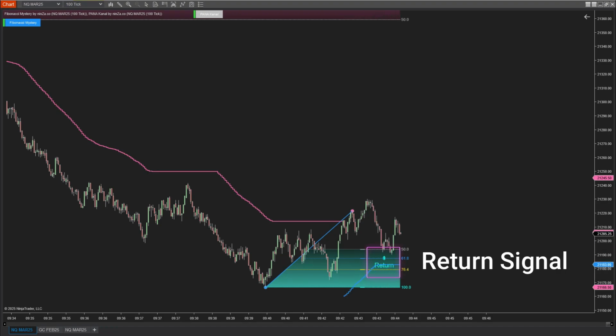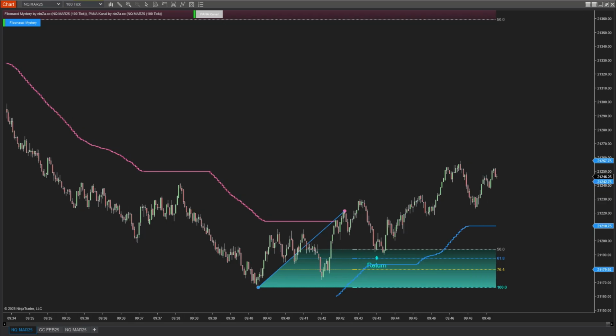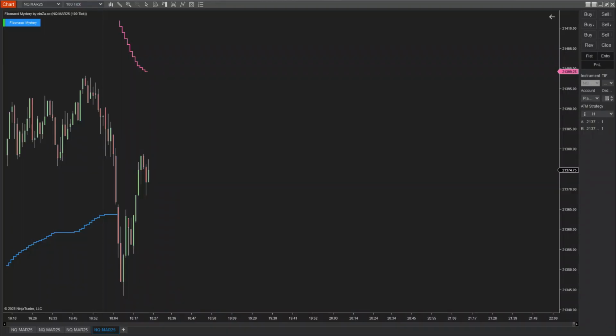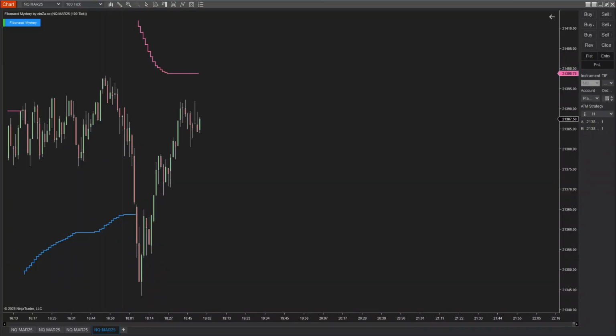The return signal will be triggered when the price enters the predefined Fibonacci zone. So here's the big question. Why did we choose this specific mechanism to identify bullish Fibonacci retracement zone?